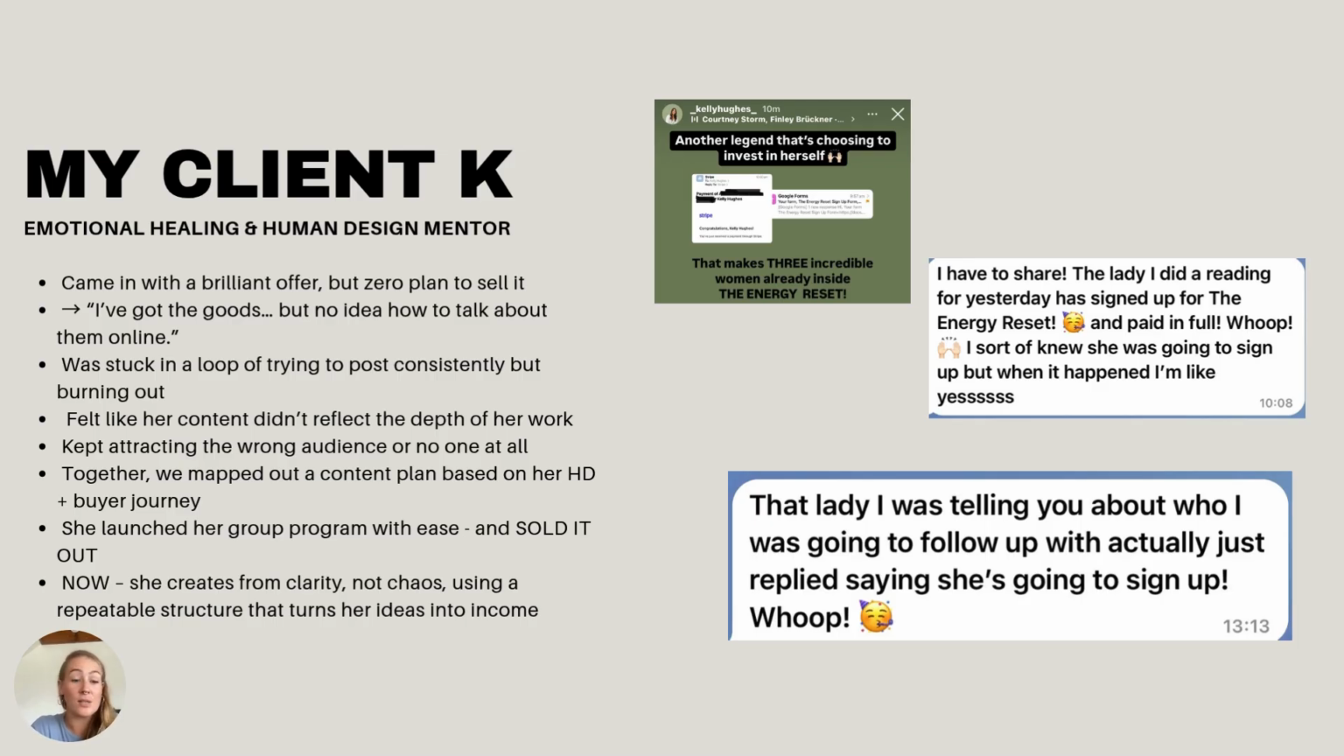She was posting content and sometimes it would work, but she didn't really know when to post a certain thing and how to actually sell the product. And so she was in this loop of trying to post consistently but burning out. She would have a holiday and then she would lose momentum. And it really felt like her content didn't reflect her depth and also the results that she wanted to bring in. She was attracting a specific person. She was attracting mums, but she wanted to widen that audience and speak to more people.